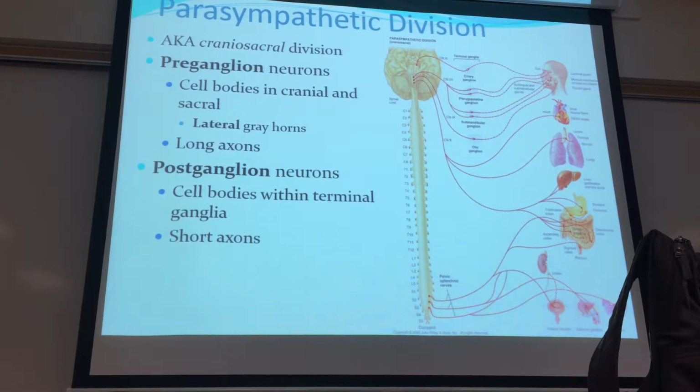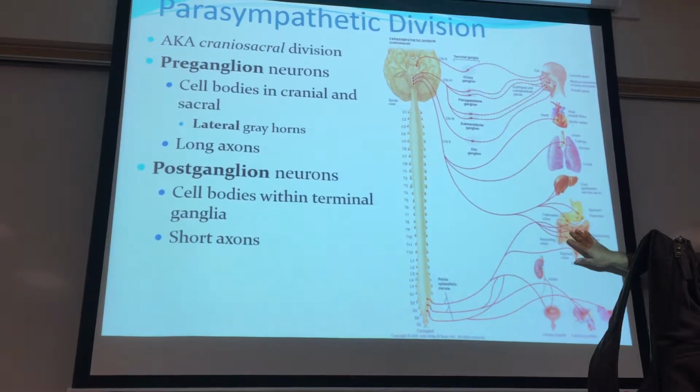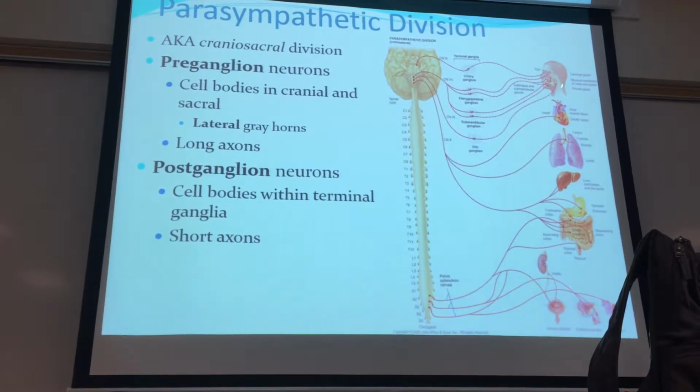Very short postganglion neurons. Now, the other ones where you're going to be able to see, for the most part, like I mentioned, if you were to take a look at the digestive system, the ganglions are going to be located right all along the tissue.